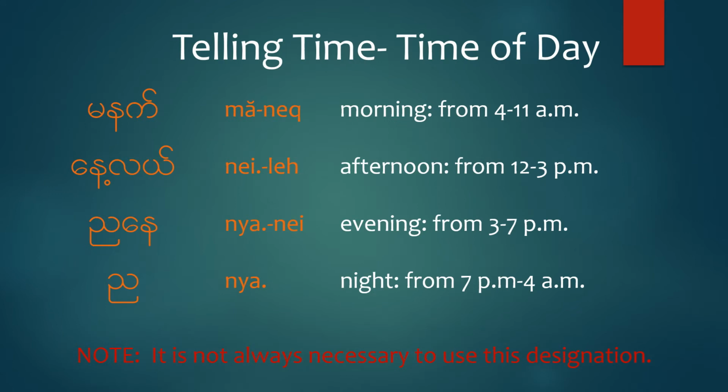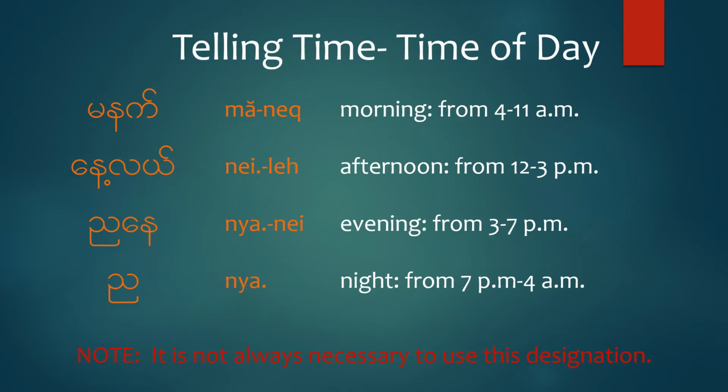So let's first of all talk about general times of day. There are 4 that are identified here. The first is morning, manet. That's generally from 4 to 11 a.m. Nele. That's the afternoon from 12 to 3 p.m. Now, these aren't specific, they're not written in stone, but a general idea of time of day. Evening, nyane. So that's from 3 to 7 p.m. And then night, nya. Basically when it's dark outside.